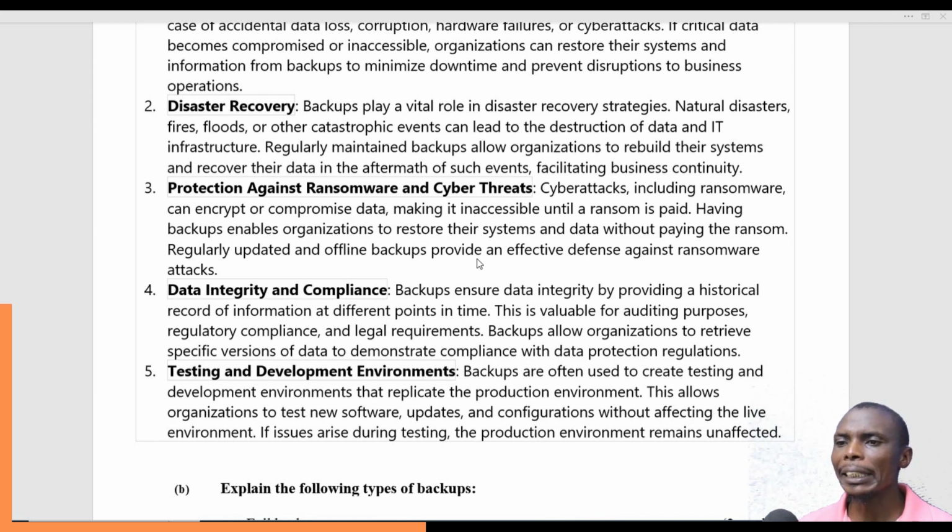Again, we have data integrity and compliance. Backups ensure that there is data integrity because they provide a historical record of information at different points of time. This is valuable for what we call data auditing, because there will be regular compliance. These backups allow organizations to retrieve specific versions of data and demonstrate compliance with data protection regulations, which is also a legal requirement within an organization.